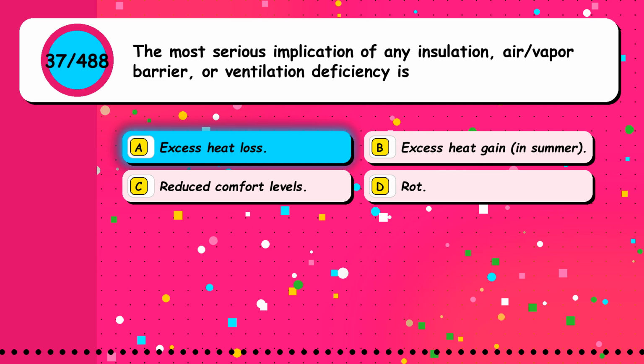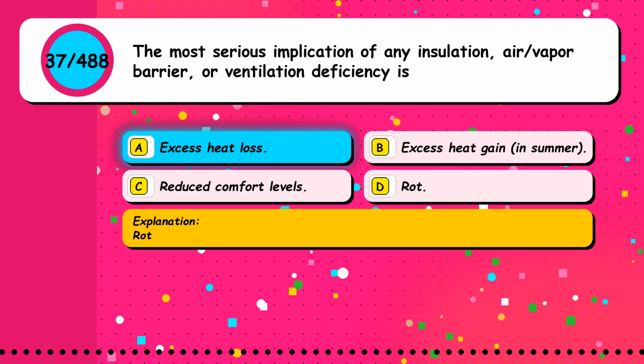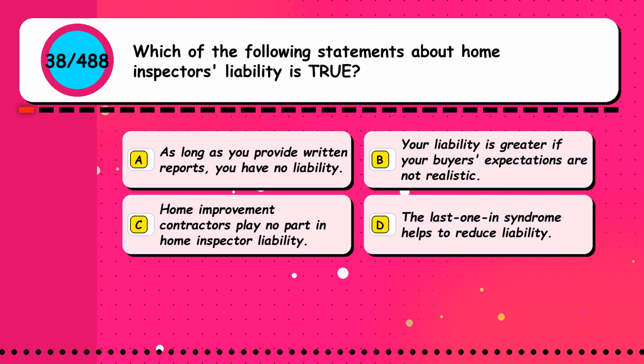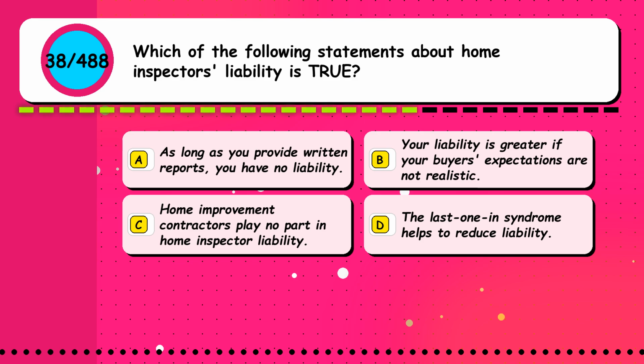The correct answer is option A, excess heat loss. Question 38. Which of the following statements about home inspectors' liability is true? Option A, as long as you provide written reports, you have no liability. Option B, your liability is greater if your buyer's expectations are not realistic. Option C, home improvement contractors play no part in home inspector liability. Option D, the last one in syndrome helps to reduce liability.